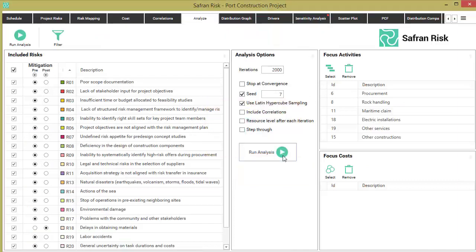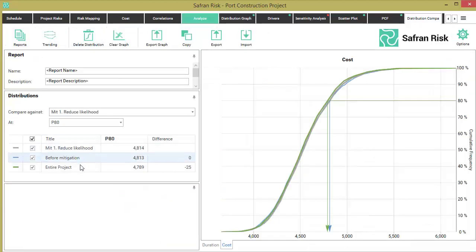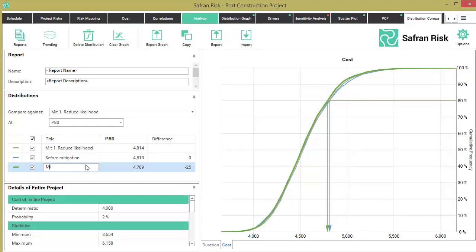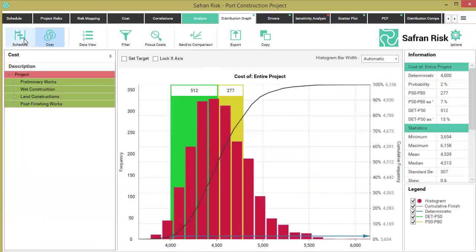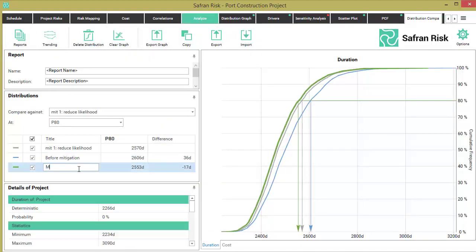The generated cost histogram is now sent to comparison and we rename it as Mitigation 2 Reduced Delay Impact Scenario. We do the same for duration. Go back to the duration histogram, send to comparison, and again rename this scenario as Mitigation 2 Reduced Delay Impact. Our second comparison is ready.